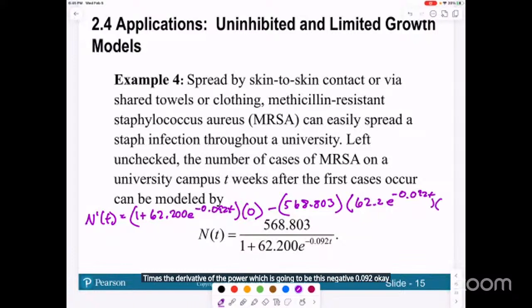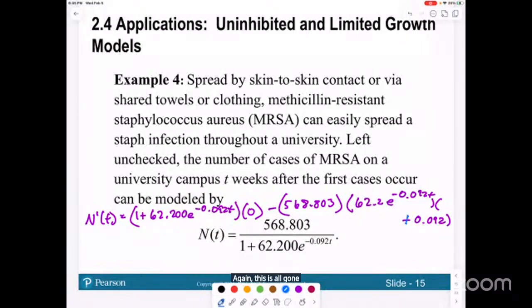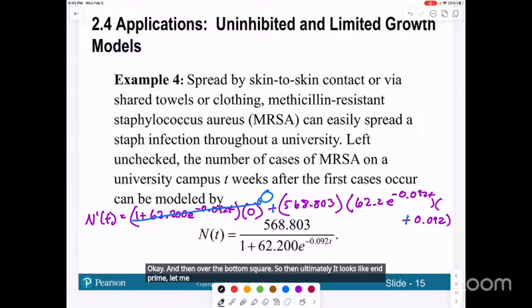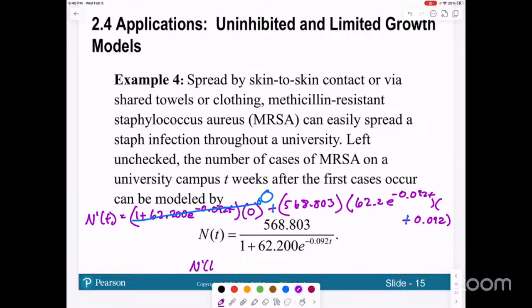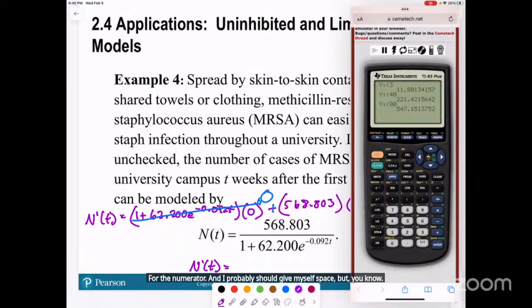Okay, so the numerator is a double negative, which is positive. I'm going to go ahead and try to highlight it. Again, this is all gone because that second term goes to 0. Okay, and then over the bottom squared. So then ultimately, it looks like N prime. Let me keep it in purple so it pops a little bit. So the bottom squared, let me see. We should probably multiply those numbers for the numerator. And I probably should give myself space, but you know, I'm just being whatever.